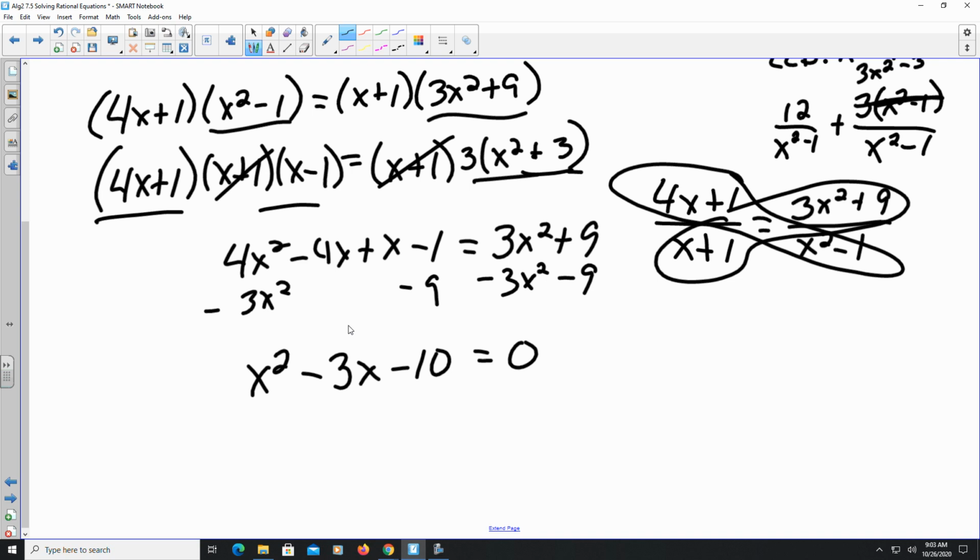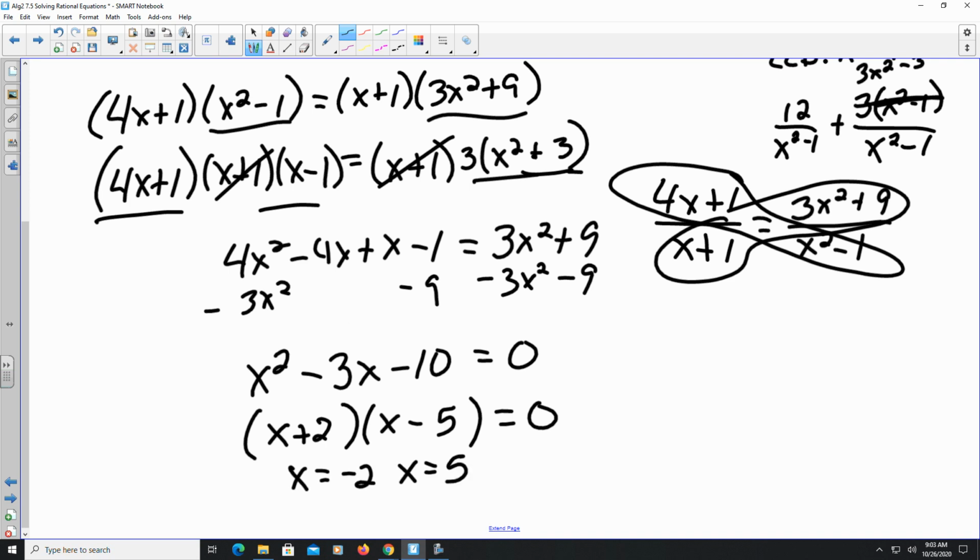Let's see. Factor this out, see if I can factor it out. Hopefully I can. x and x, different signs, larger number attached to the minus. It's going to be 5 and 2. So x is going to be equal to negative 2, and x is going to be equal to positive 5.